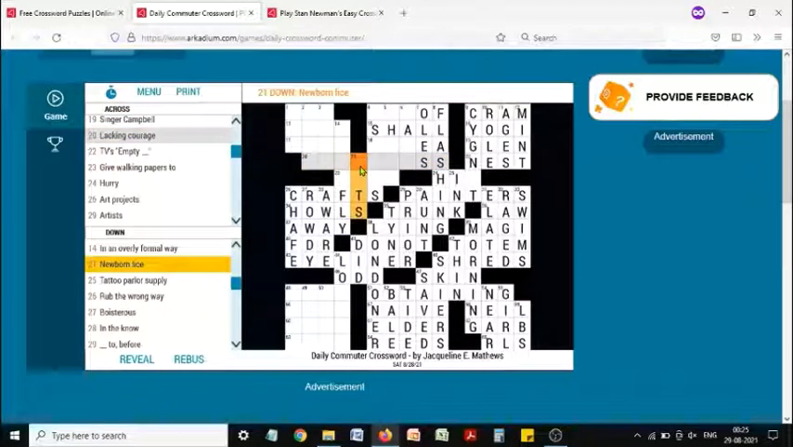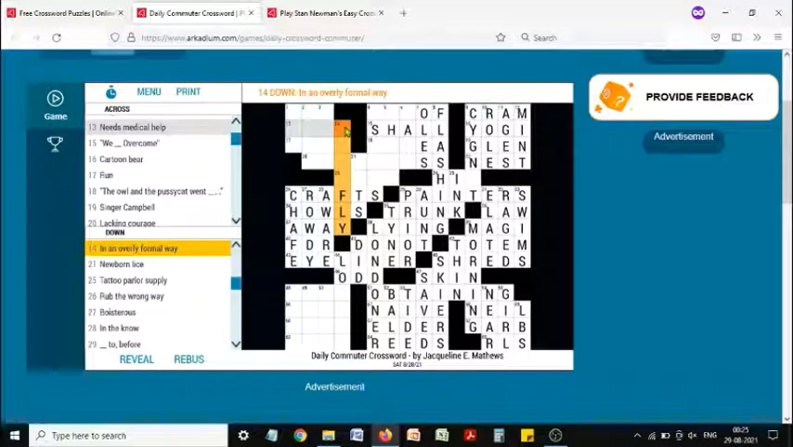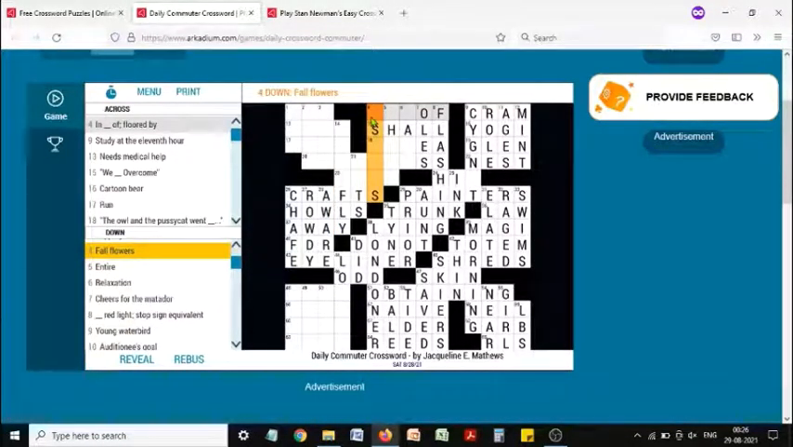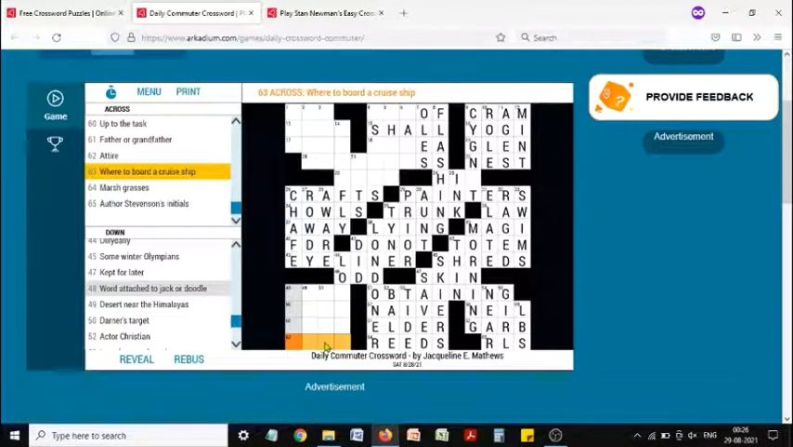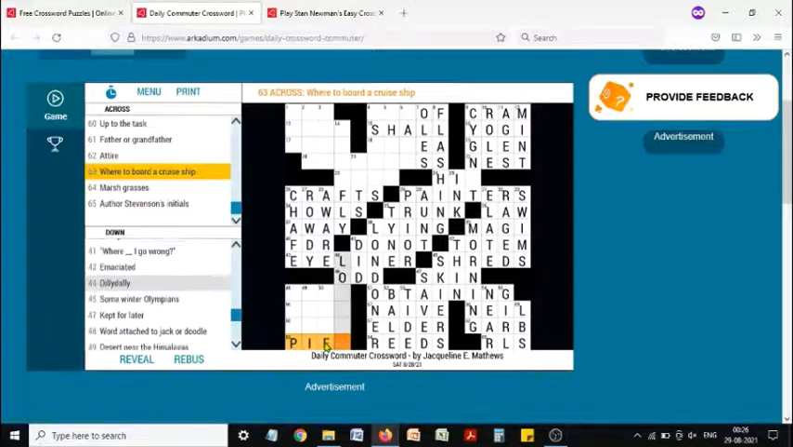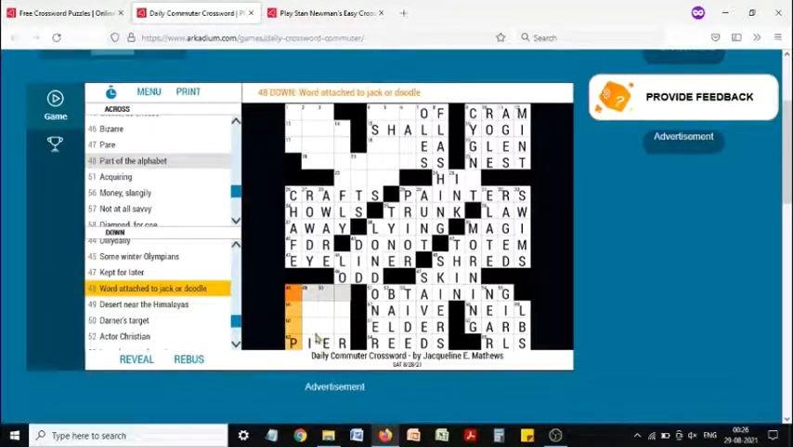21 down. Newborn lies. 14, in an overly formal way. No. Fall flowers. No. Let's see if I got this, Dilly Dally. So let me see if this is a peer. Yes. Right. So this is where the check function comes in very handy. When you're not sure what the answer is, you can take a shot.